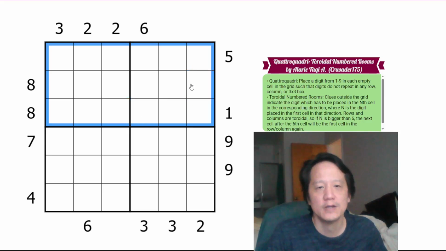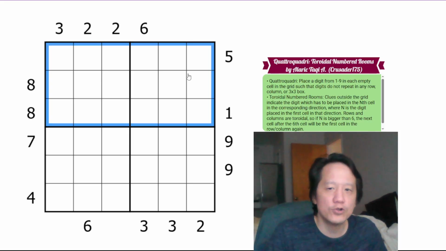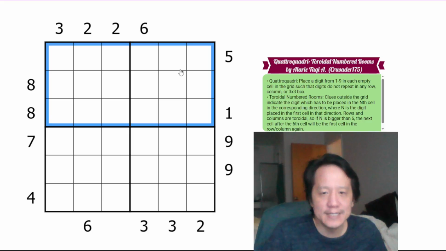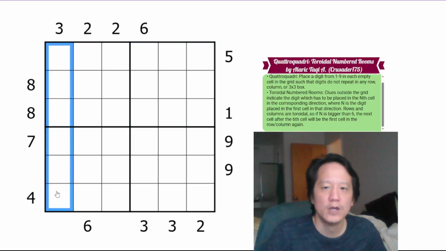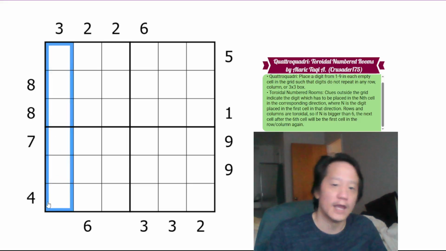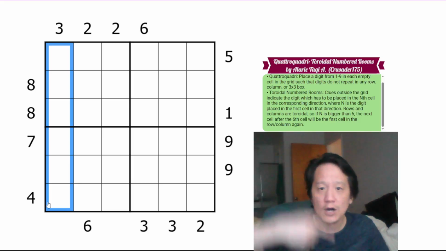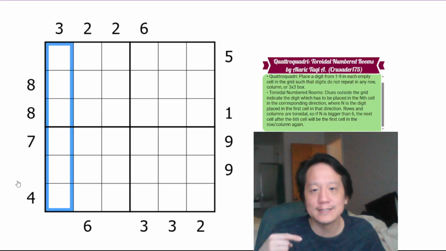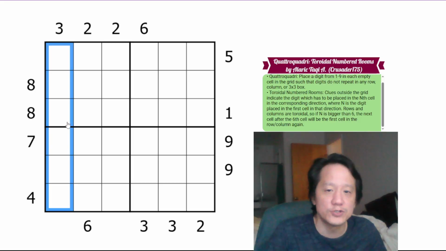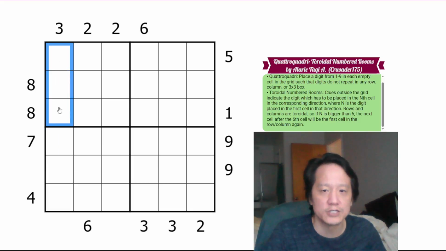That's all it is. We also have toroidal numbered rooms, where clues outside the grid indicate the digit which has to be placed in the nth cell in the corresponding direction, where n is the digit placed in the first cell in that direction. And rows and columns are toroidal. So if n is bigger than 6, the next cell after the 6th cell will be the first cell in the row or column again.